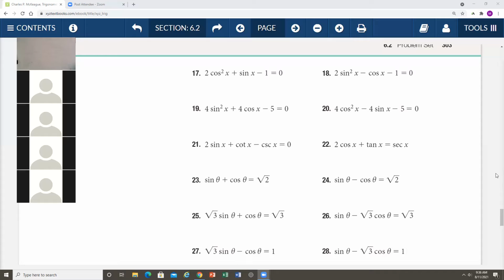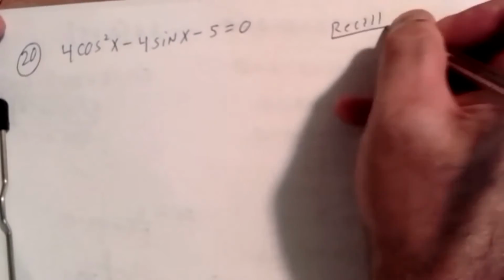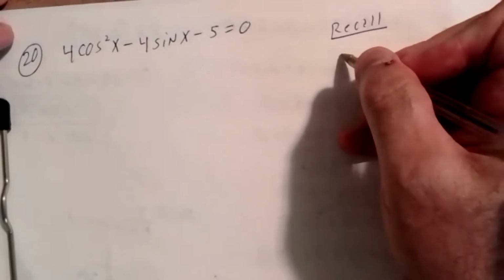Well, maybe we better do 20. It's not the double angle identity for cosine. That's just cosine squared x. What's another name for cosine squared x? 1 minus sine squared x. Yep, Pythagorean identity. This is one of the first identities we've seen several weeks ago.